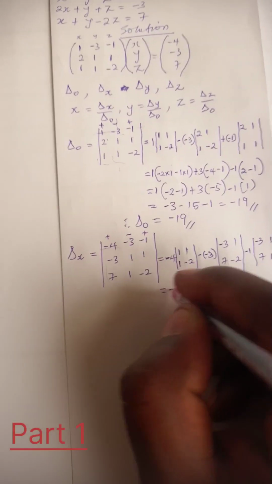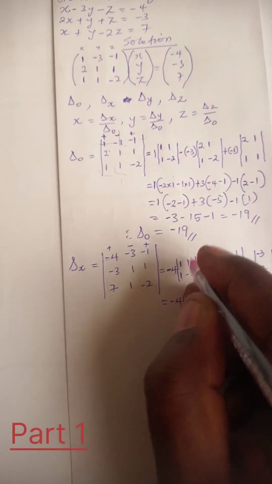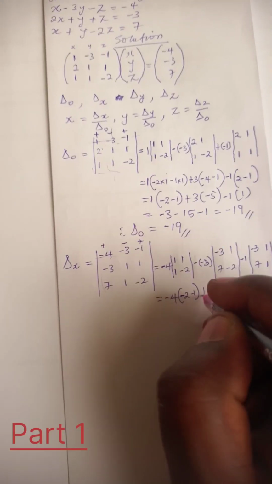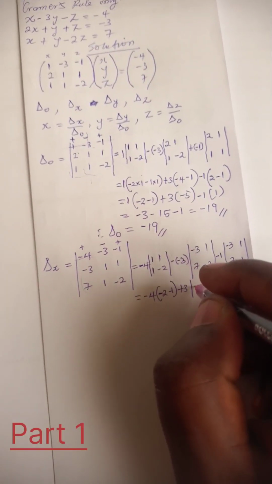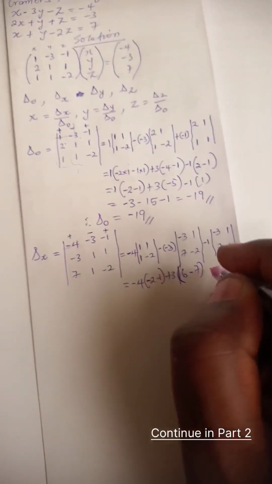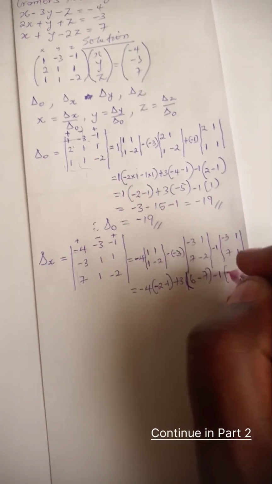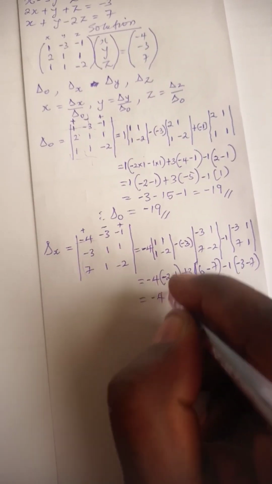So expanding now, we have minus 4 into minus 2 times 1, which will give you minus 2. Then this one, minus 1. Then minus times minus 3. So we have minus 2 times this, which will give you 6. And then minus this times this will give you 7. Here we have minus 1. This times this will give you minus 3. Then minus 7 here. So we'll be having minus 4 into minus 3.